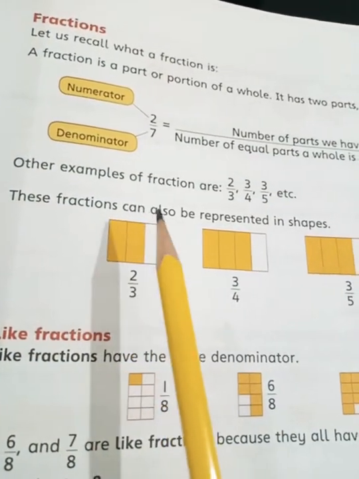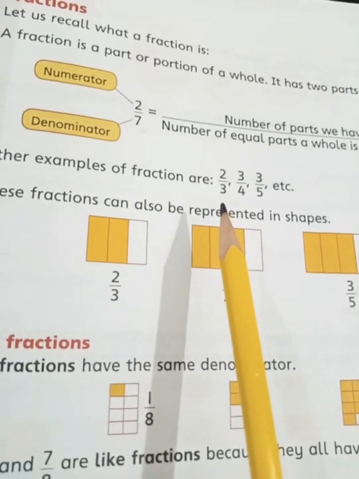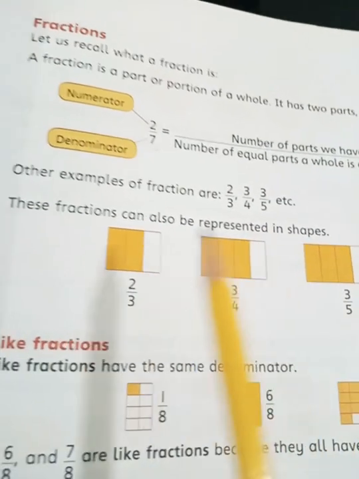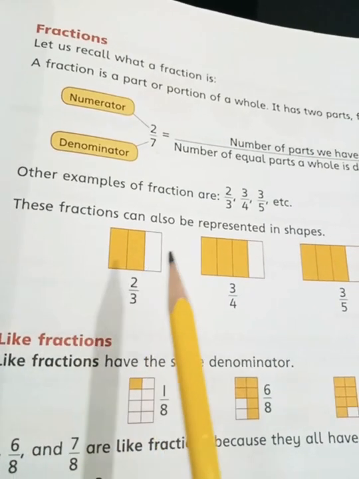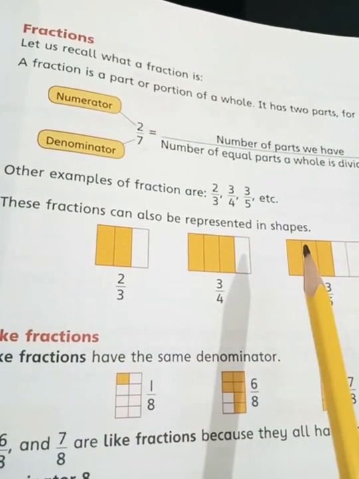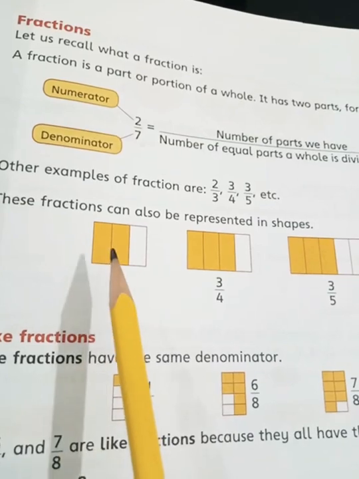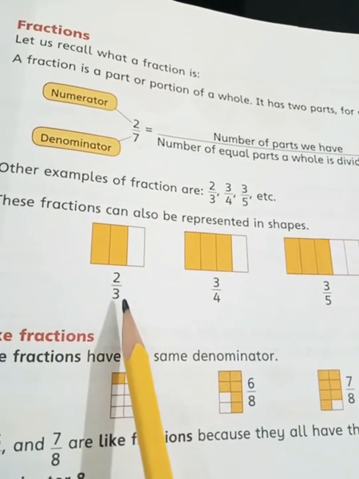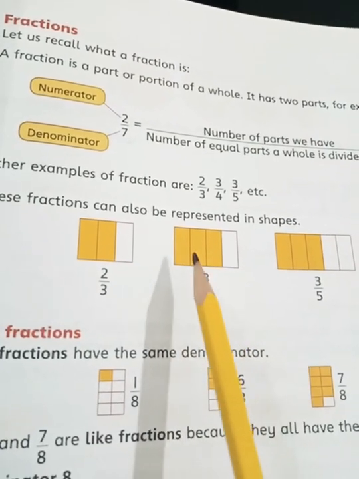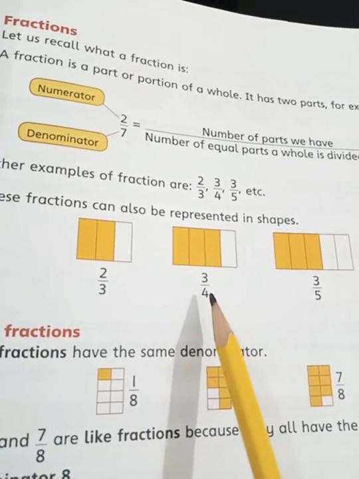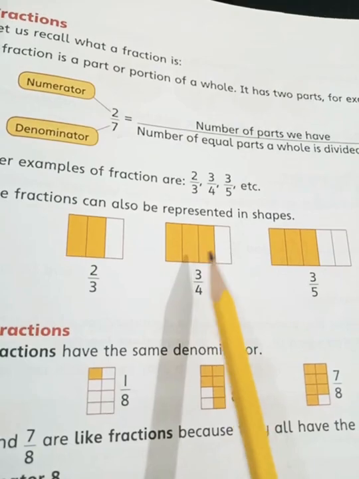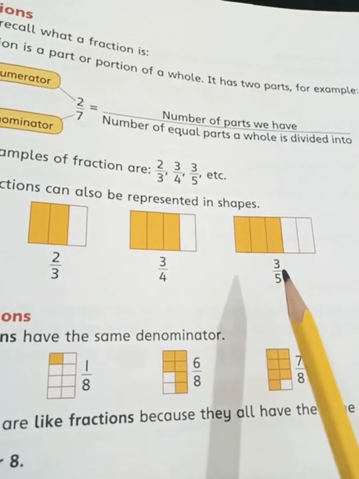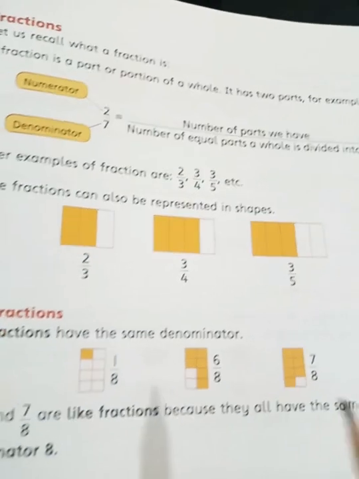Other examples of fractions are 2 upon 3, 3 upon 4, 3 upon 5, etc. These fractions can also be represented in shapes, as 2 upon 3 means that two portions are colored and there are total 3 portions. 3 upon 4 means there are total 4 portions, out of which 3 are colored. 3 upon 5 means there are total 5 portions, out of which 3 are colored.